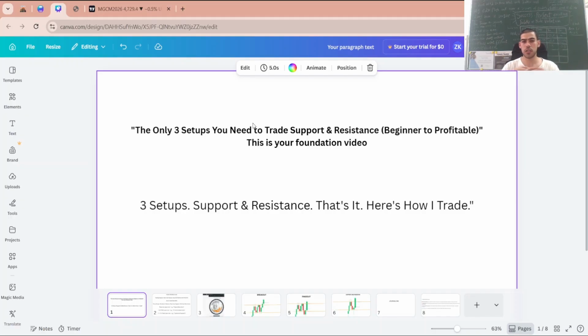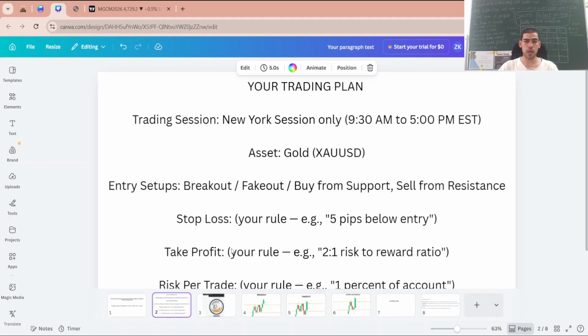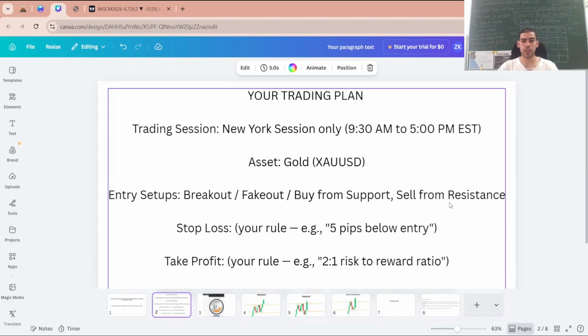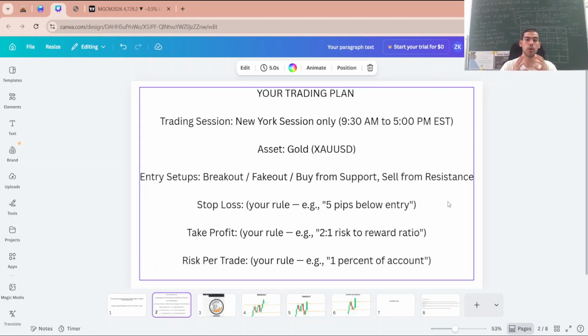This is a foundation video, as you can see here, and this is the way I trade. So first of all, I'm going to start with the trading plan. Every profitable trader should have a trading plan and clear rules and a system in order to be profitable. So what does this trading plan include?